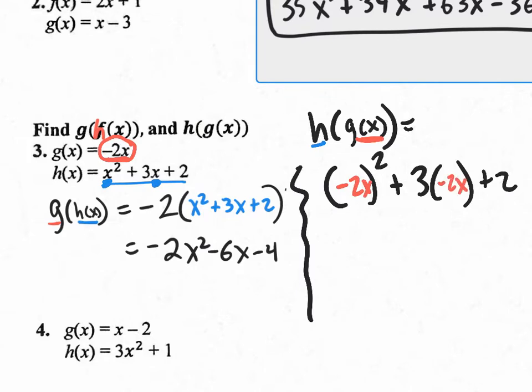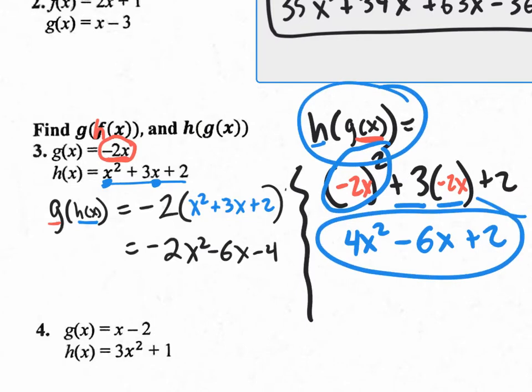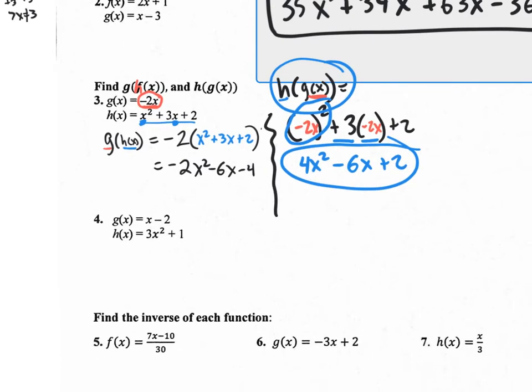So when we work this out, we have negative 2x in parentheses squared. That's negative 2x times negative 2x. That's positive 4x squared. And we have positive times a negative. That's a negative 6 with an x. Bring down the plus 2. And we are done. H of g of x is 4x squared minus 6x plus 2. So I'm guaranteeing you guys at least one of each of these questions is going to pop up on the midterm itself.